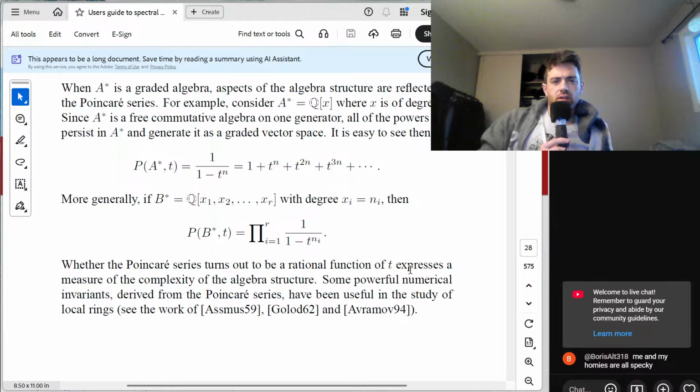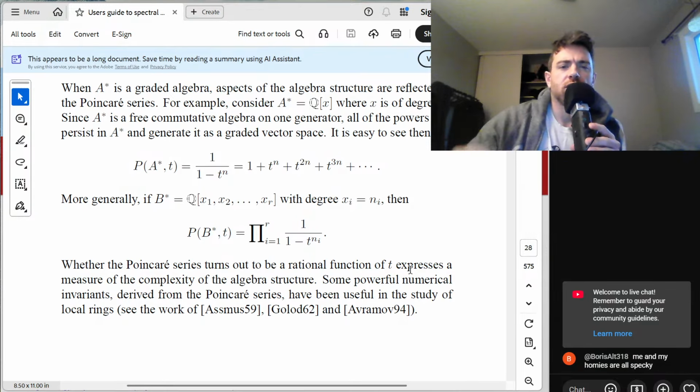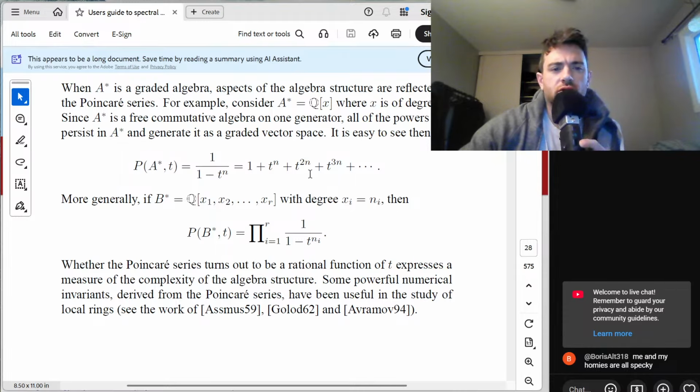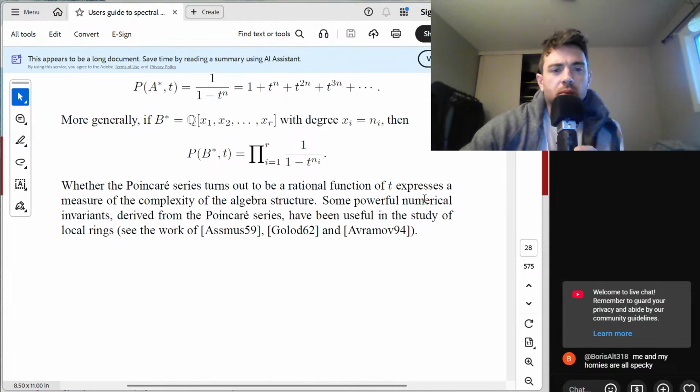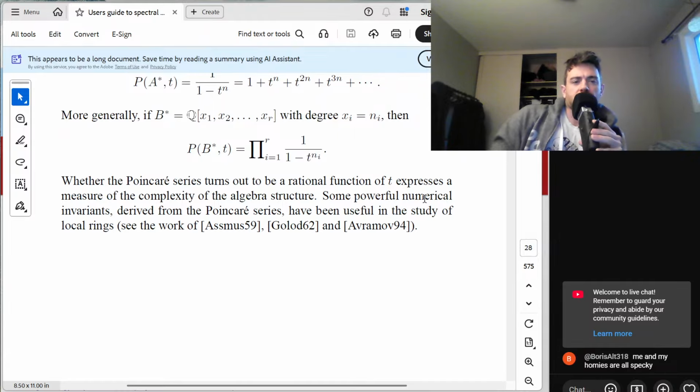Wait, why? We're giving x degree 2 here? Oh, sorry, we're giving it degree n? Oh, where x is of degree n, right. It's right in front of my face. And then more generally, it'll be a product of that.